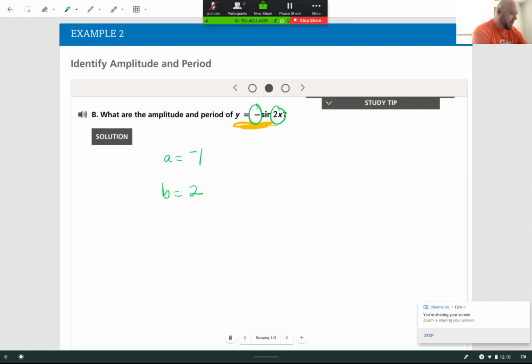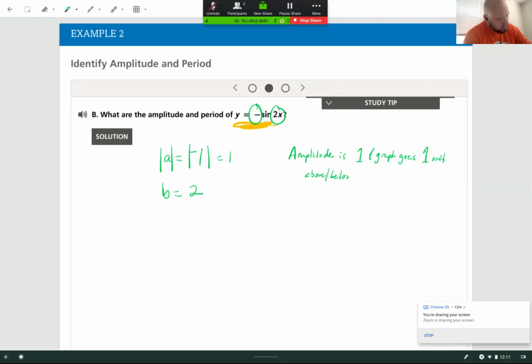And so now let's talk about our amplitude and our period. Amplitude is actually always going to be a positive number. So what I should have told you guys is that amplitude is the absolute value of a. So I need to take the absolute value of this and just get 1. But remember that if you have a negative amplitude, it just means the graph got flipped over. So the amplitude is 1. So the graph goes 1 unit above and below the midline.